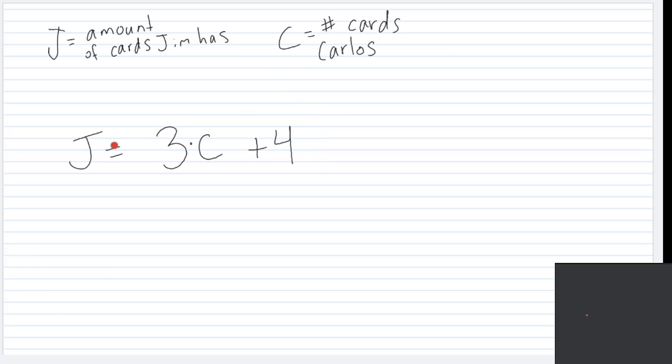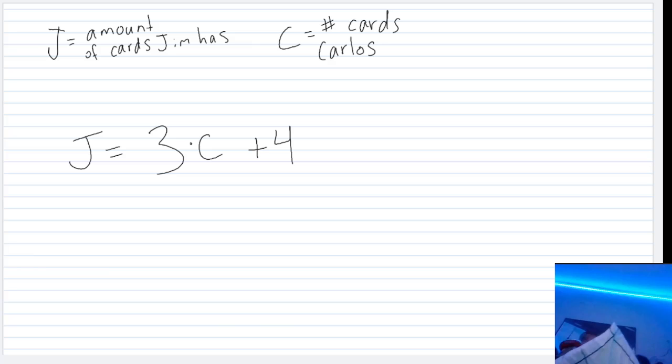3C plus 4. We don't know exactly how many he has until we know exactly how many Carlos has. But because we don't know exactly how many yet, that's why we use variables. When we find out, let's say Carlos has 1 card. How many cards will Jim have? 3 times. Replace the C with the 1.